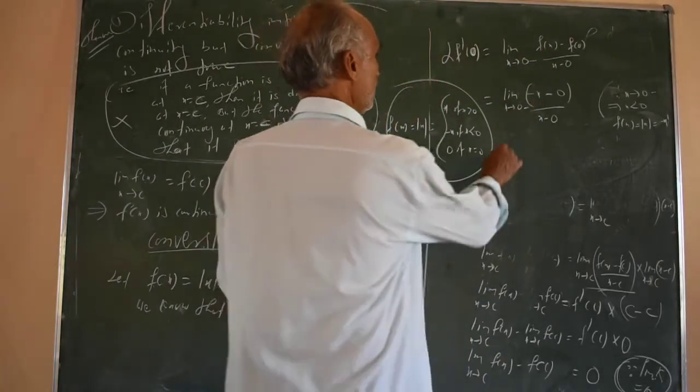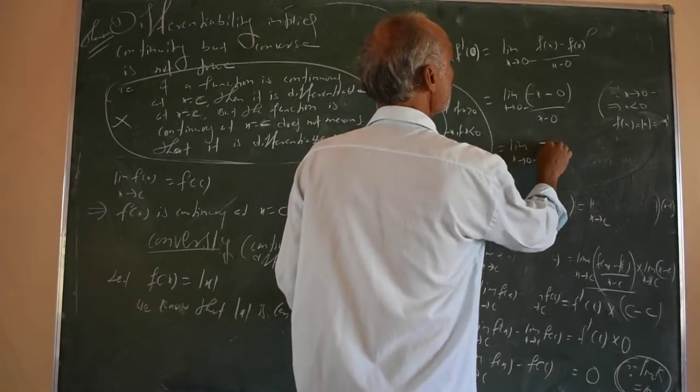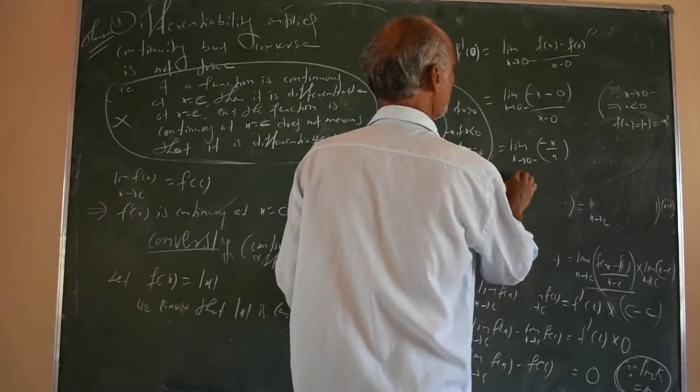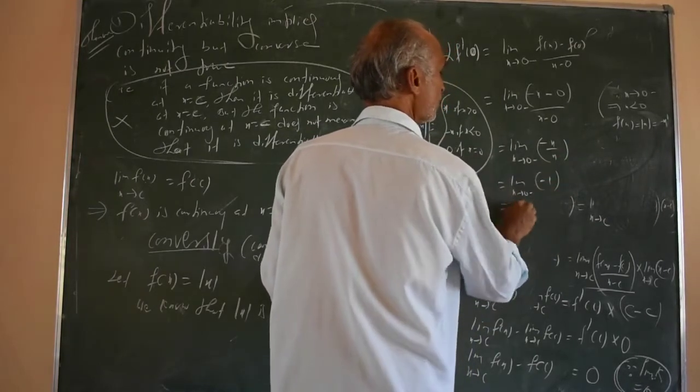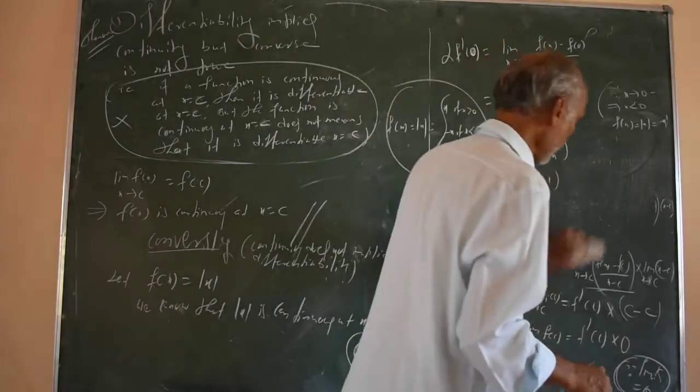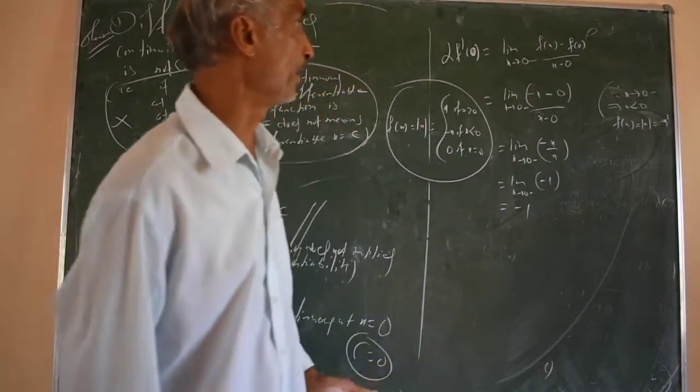That equals limit x tends to 0 minus of minus x upon x, which equals limit x tends to 0 minus of minus 1. Limit of constant is constant. So the left hand derivative I got is minus 1.